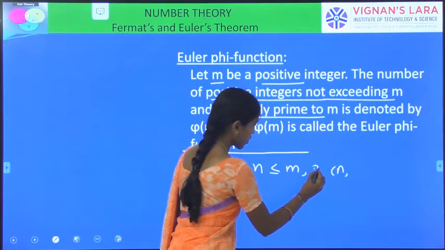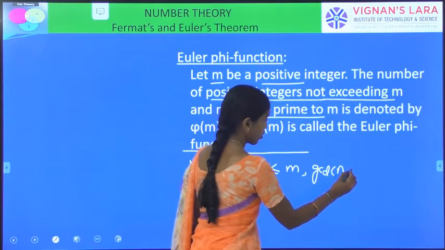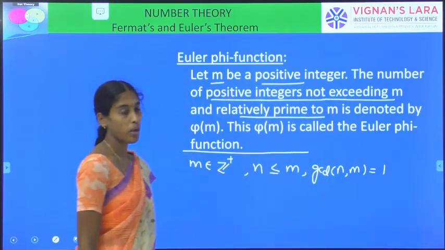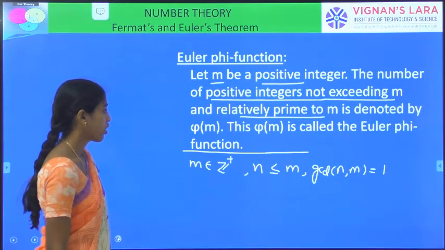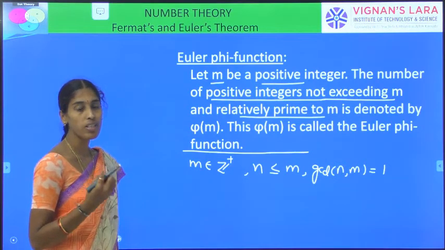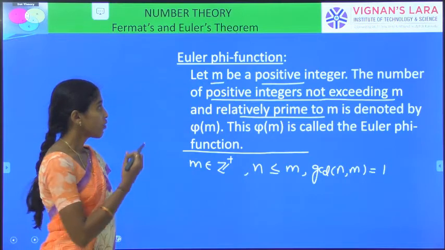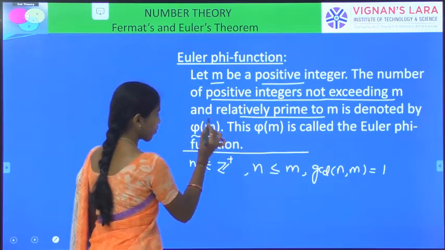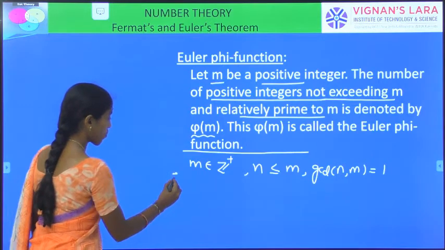If their GCD, that is GCD of n comma m, is equal to 1. So how many such type of integers are there? That number is nothing but, right? We call it the Euler phi function and it is denoted by phi of m. Right, now we will see one example.